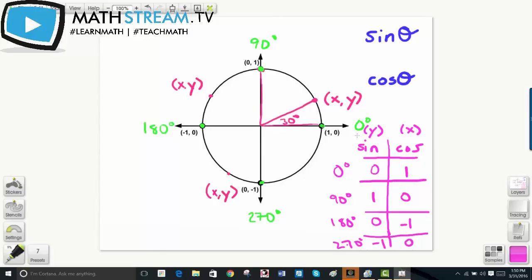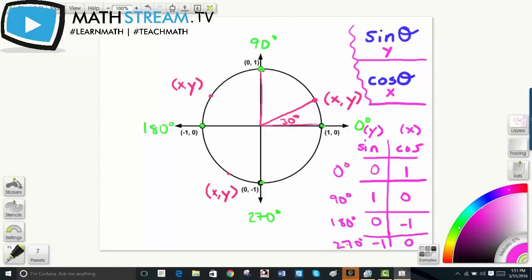In fact, the way that we define sine is as the y coordinate of any point on a unit circle. And the definition of cosine is the x coordinate for any point along a unit circle. That is the definition of sine and the definition of cosine. And that's going to work for any point.